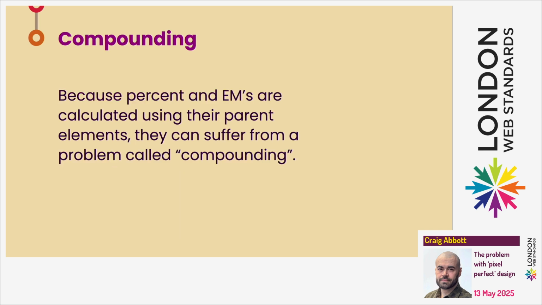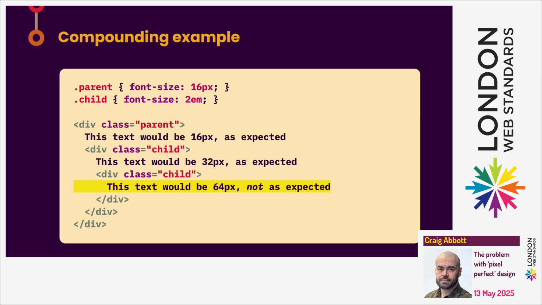And ems and percent also suffer from a problem called compounding, where because they are using their parent elements, when you nest them under themselves, you can end up with exponential results. So if you, for example, had a child that was supposed to be 2em and the parent was 16 pixels, you'd want the font to be 32 pixels. But if you nest a child within a child, the first child becomes the parent. So now it's doing 2em of 32 pixels, which will be 64 pixels. And if you nested it again, you'd end up with 128 pixels. So yeah, this compounding problem can be challenging.